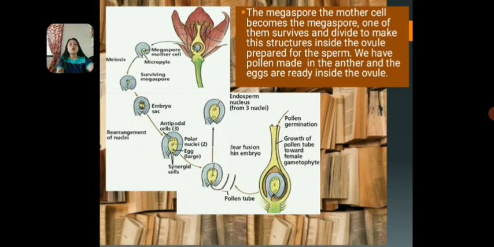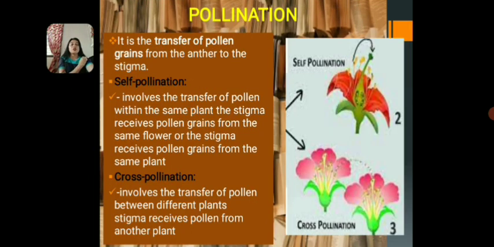So here's the whole picture of the female reproductive structures of egg development. The megaspore mother cell becomes the megaspore. One of them survives and divides to make this structure inside the ovule, prepared for the sperm. We have the pollen made in the anther, and the eggs are already inside the ovule. So next we need pollination.